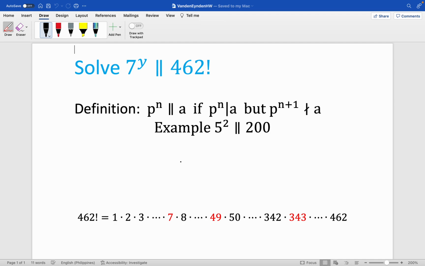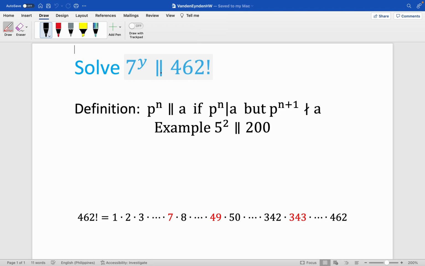Hey everybody, this is a number theory problem from Charles Vanden Eynden, second edition of Elementary Number Theory. And this is an equation. Now, it's understood right here that 7 to the y, y is understood to be a natural number, like y could be a number like 1, 2, 3, 4. It's positive integers, basically. So we're trying to solve for y where y is a positive integer.